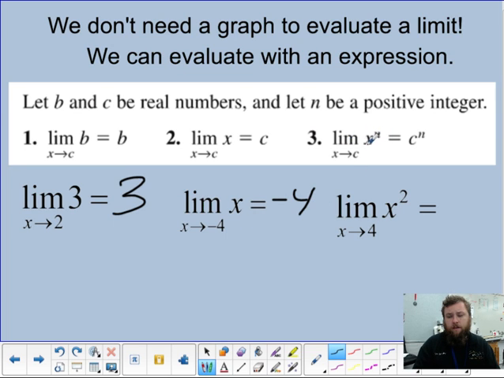And the last one, limit of x to the n power as x approaches c is c to the n power. You plug it in. So limit of x squared as x goes to 4 becomes 4 squared, which is going to be 16.